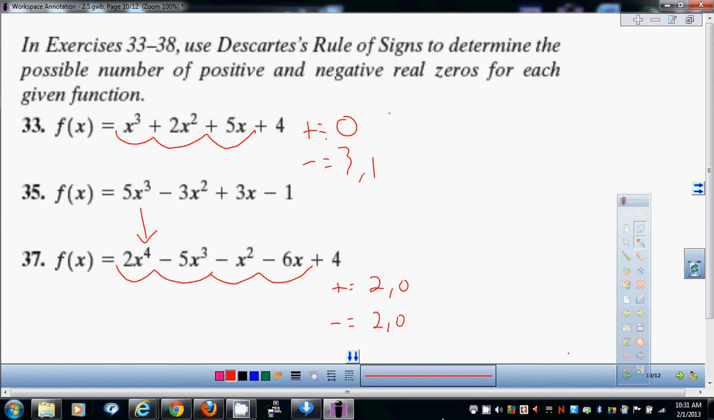Let's look at 35. How many total are there going to be? How many sign changes are there? 1, 2, 3. 3 potential positive ones or 1. So how many are left for negative? So I know I don't even need to bother looking for the negative roots. Questions? Descartes' rule of signs. Kind of a neat little trick.